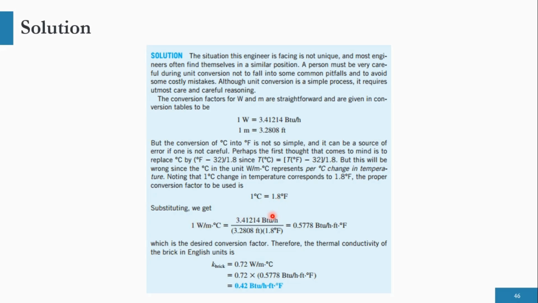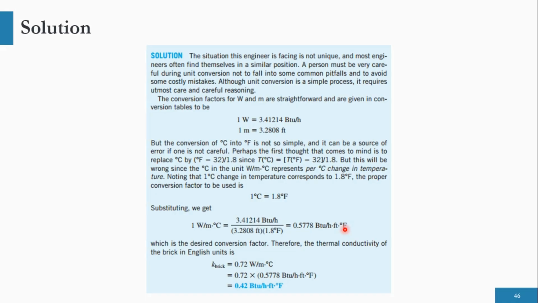Watt is replaced by BTU per hour, meter is replaced by feet, and degree centigrade is replaced by degree Fahrenheit, and the corresponding values 3.41214, 3.2808, and 1.8 are put in. So accordingly, we get the conversion of 1 watt per meter per degree centigrade as 0.5778 BTU per hour per feet per degree Fahrenheit.